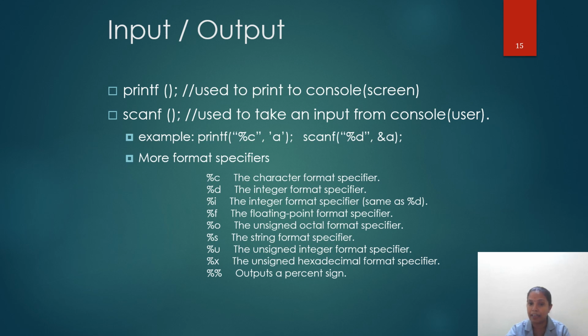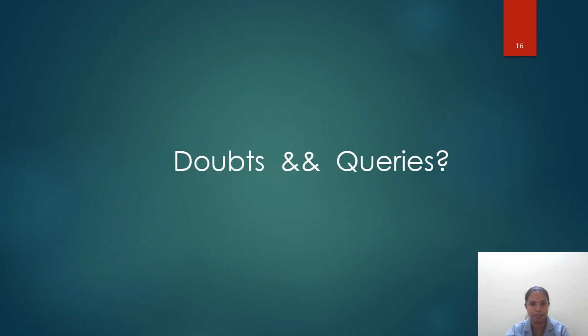Percentage c, the character format specifier. Percentage d, the integer format specifier. Percentage i, the integer format specifier. Percentage f, the floating point format specifier. Percentage o, the unsigned octal format specifier. Percentage s, the string format specifier. Percentage u, the unsigned integer format specifier. And percentage x, the unsigned hexadecimal format specifier. Percentage percentage outputs a percentage sign. These are the main format specifiers.